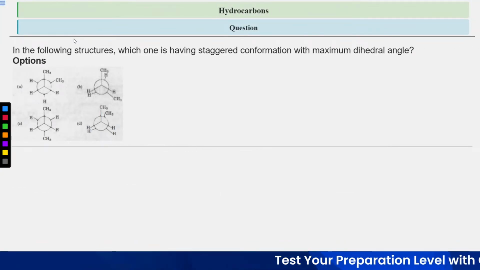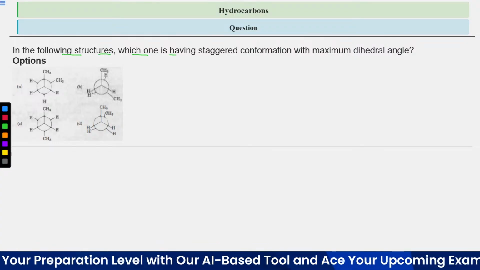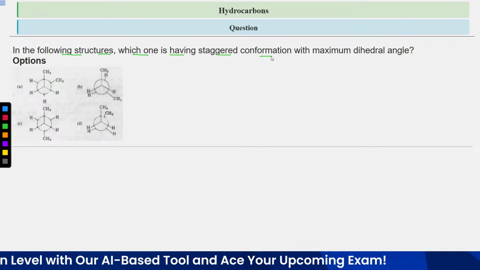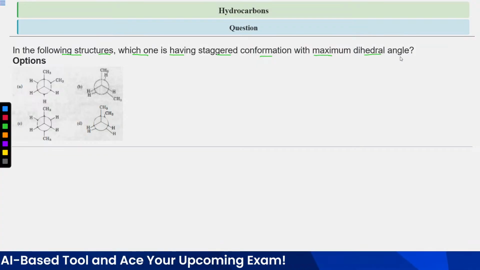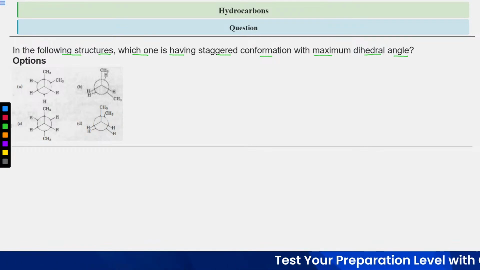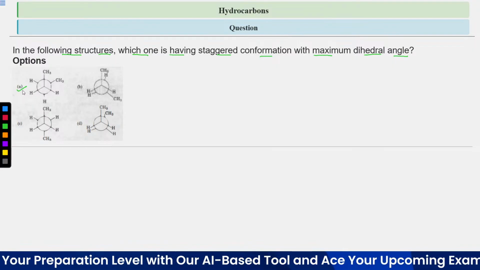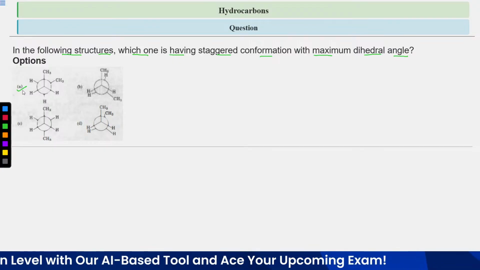So let's start with the first question. In the following structures, which one has a staggered conformation with maximum dihedral angle? So, from the given options, we have four structures, right? We have to tell which structure has a staggered conformation with a maximum dihedral angle.